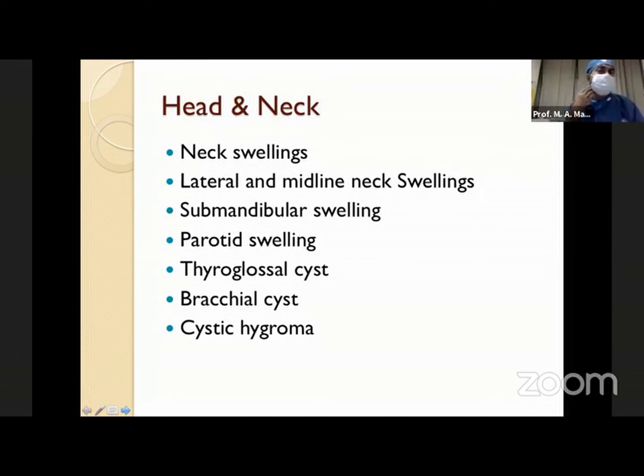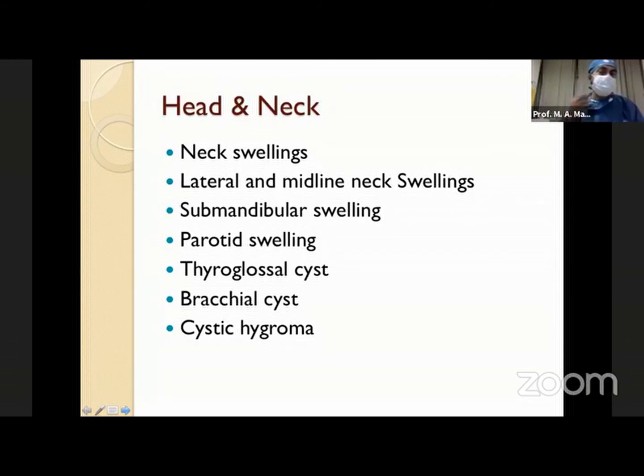So this may be a submandibular sialadenitis or a tumor of the submandibular gland, like pleomorphic adenoma or adenoid cystic carcinoma of the submandibular gland. So this may be a submandibular gland swelling, a stone, or even sialolithiasis or sialectasis. So this is all about salivary gland tumor.